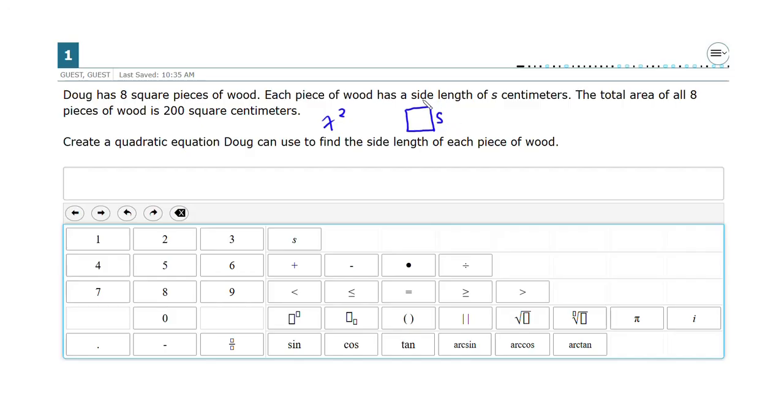So if you find the area of a square, you're doing s times s, or s squared. And if you have 8 of those squares, they're all the same, then you could just do 8 times s squared, and that gives you the area of all 8 square pieces of wood in one shot. Now, what do all 8 square pieces of wood equal in area? 200 square centimeters. So our quadratic equation is 8s squared equals 200.